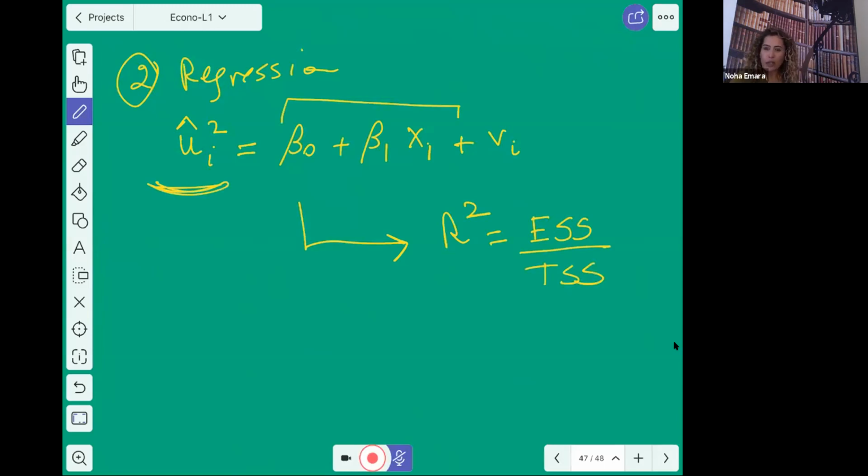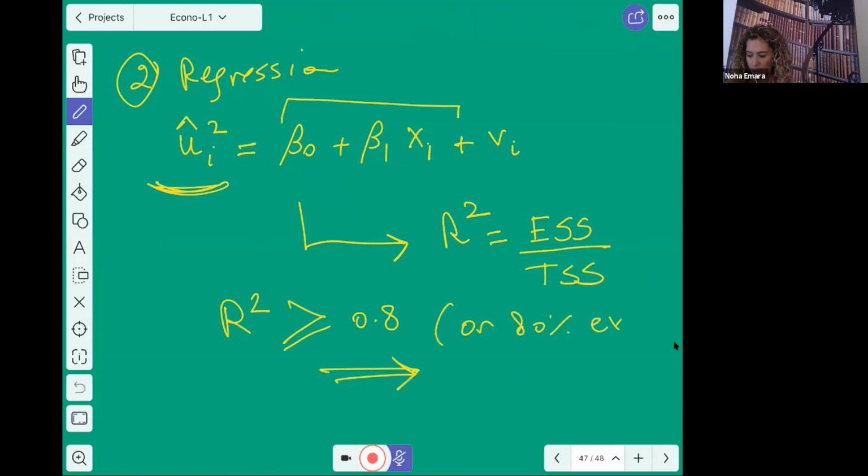And I need to have a certain benchmark, and your benchmark would be if this r square is greater or equal to 0.8, which is 80%, then I'm going to say, like this is 80% explanation. Then I'm going to say I have heteroskedasticity. Okay, so a regression, how can I do that?